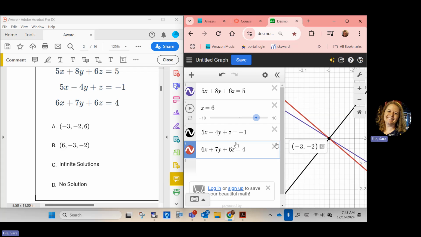So it is happening when I set the slider for Z to 6, the X is -3 and the Y is -2. So it's -3, -2, 6. So that is answer choice A here.